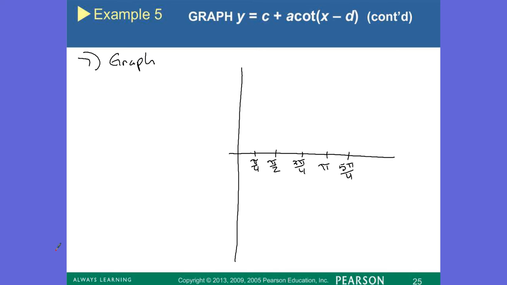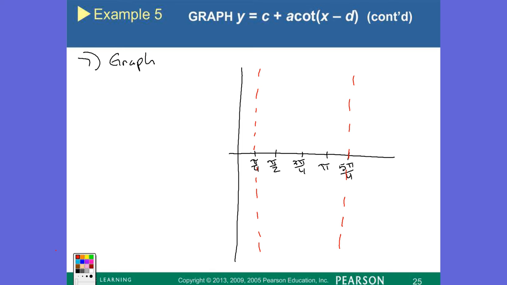So let's graph step 5. So 5 is the asymptote. So I have one here, and I have one here. Okay, so I have my asymptotes there, right?